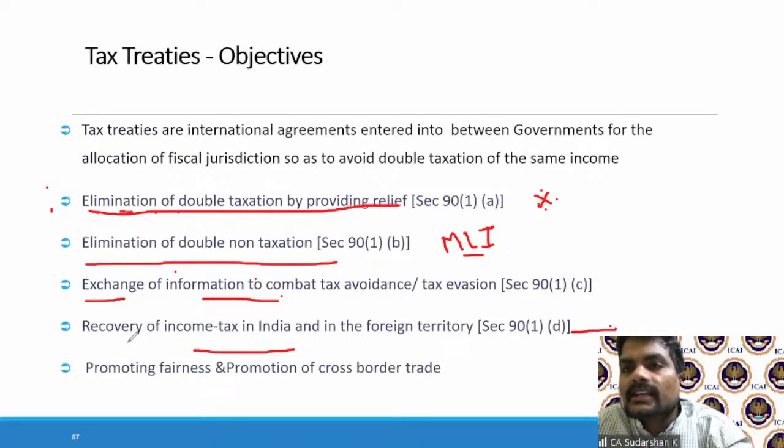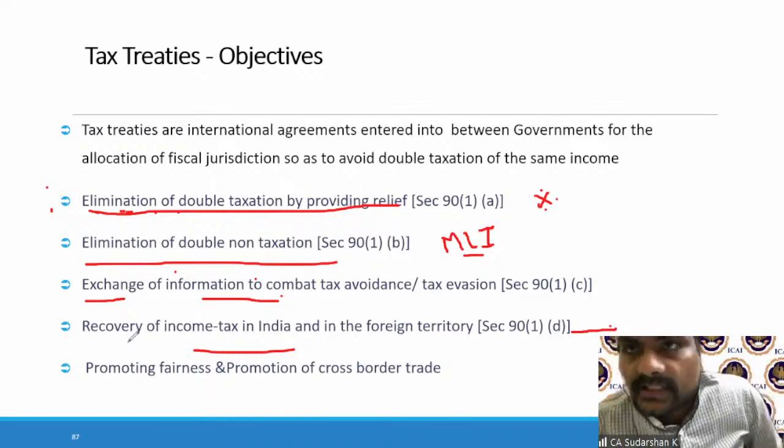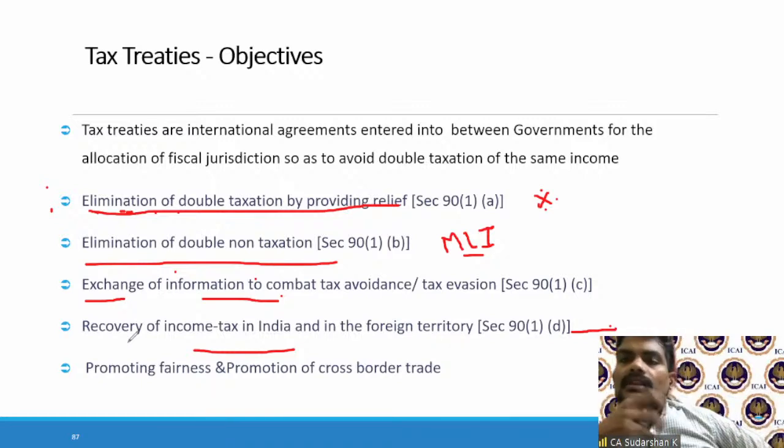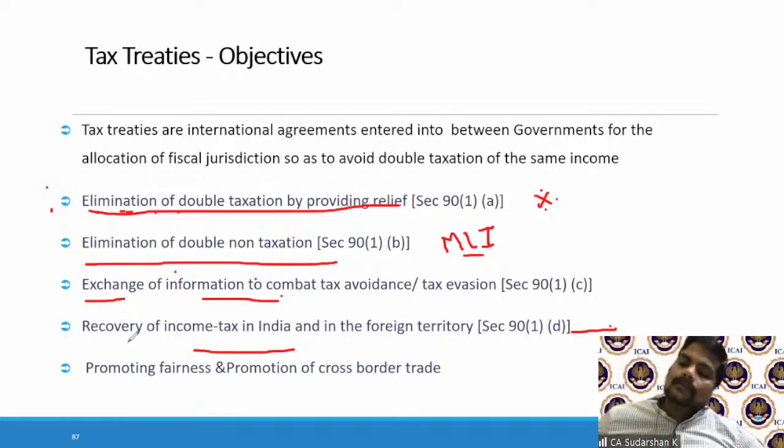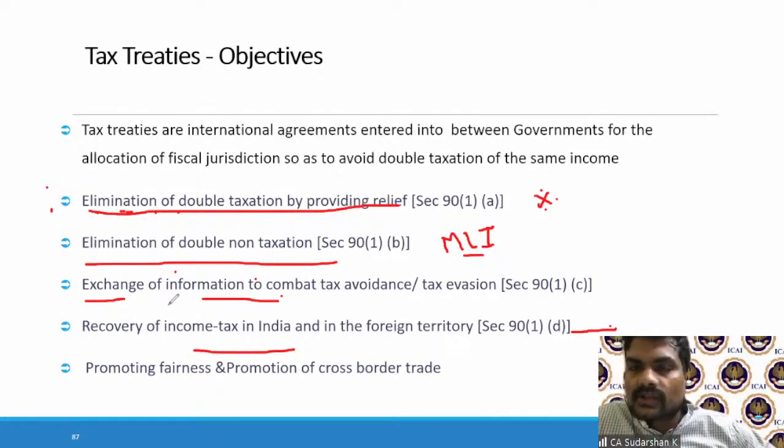What if I sign a treaty and I don't collect taxes or I don't help in collecting taxes? Then the other country can take you to the International Court of Justice, like you would have seen in the Kulbhushan Yadav case, India taking Pakistan. Similarly, we can always take another country to the International Court of Justice and say, look, they have violated the treaty. They have not lived up to the treaty objectives or treaty principles. So I want to file.